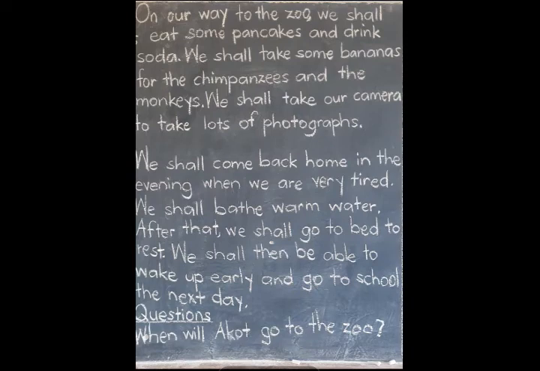Number one now. When will Akot go to the zoo? When we begin the story, we say next Sunday my sister Joyce and I will go to the zoo. So which means Akot will go to the zoo next Sunday. The idea we need is next Sunday. So we shall say Akot will go to the zoo next Sunday. As simple as that.